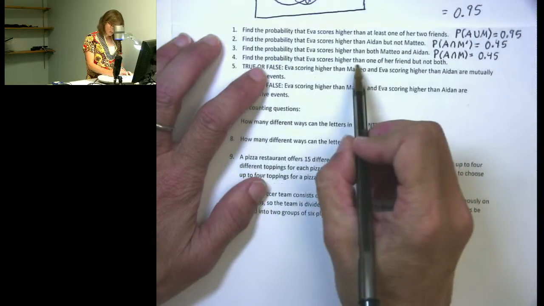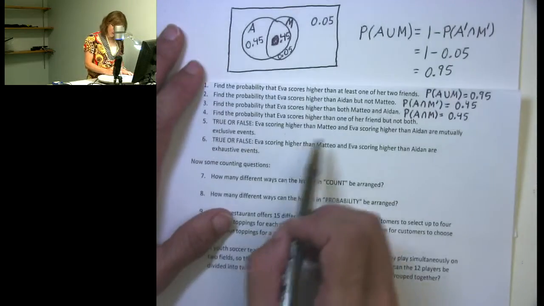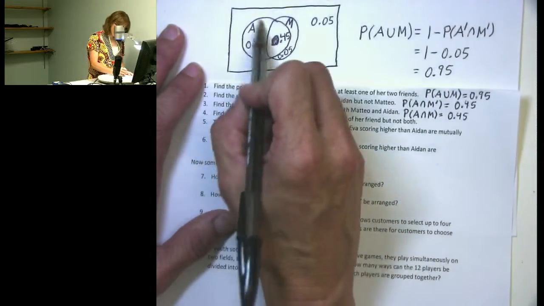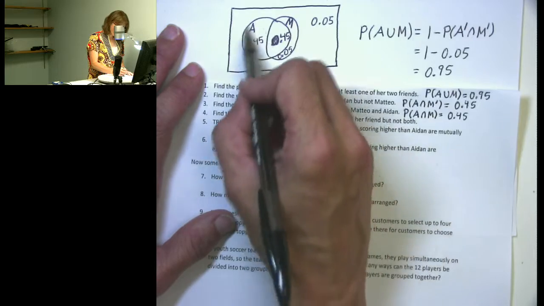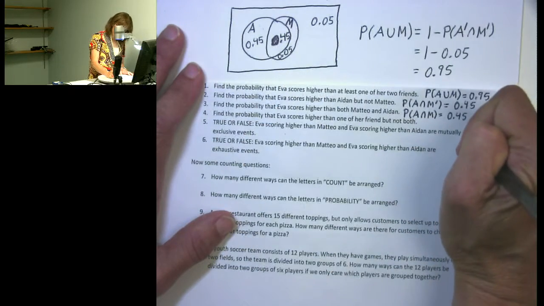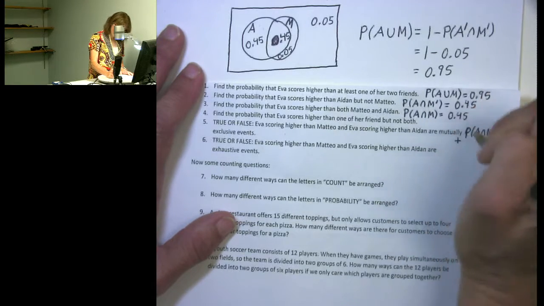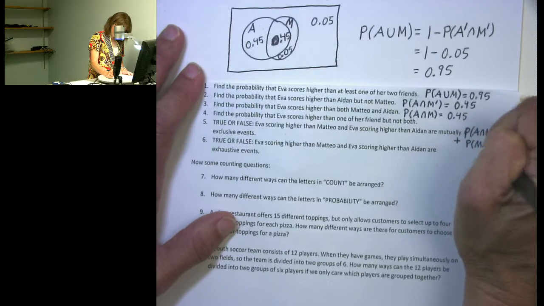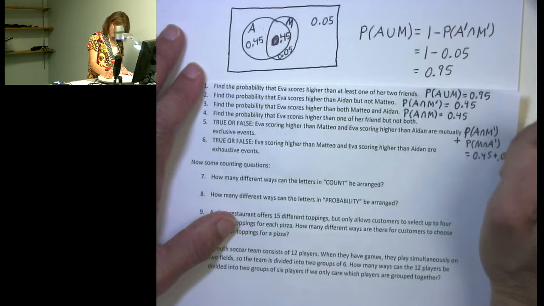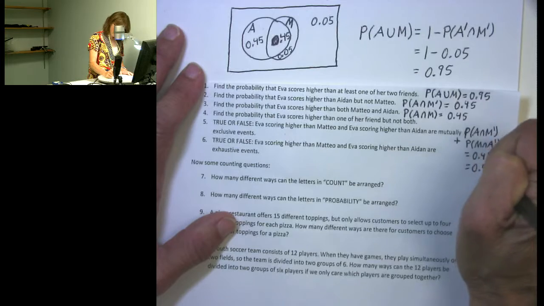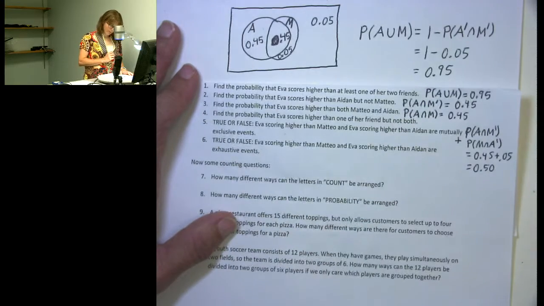The probability that she scores higher than one of her friends but not both, higher than one but not both, so that would be if she's higher than Aiden but not Mateo, or if she's higher than Mateo but not Aiden, so those are these two pieces here. So that gives us 0.50. And those are all the ones we're looking for.